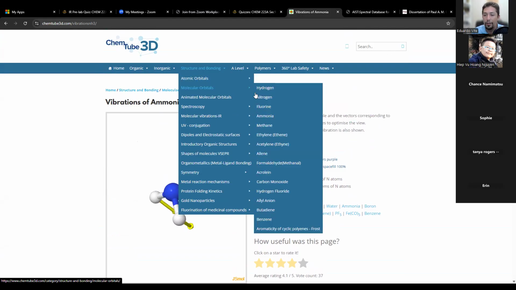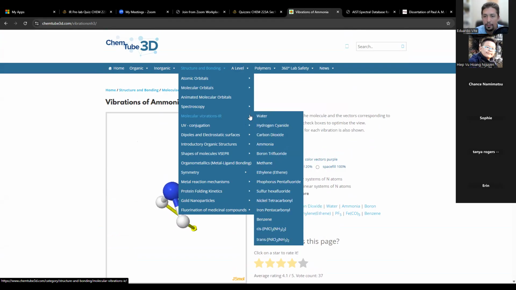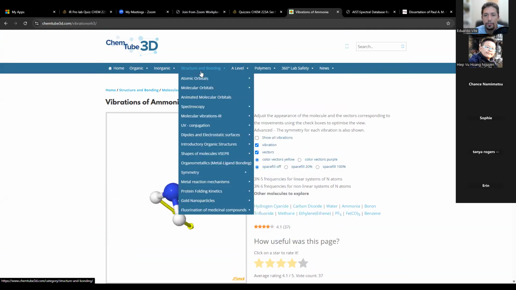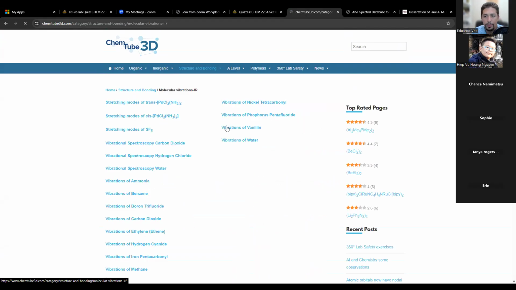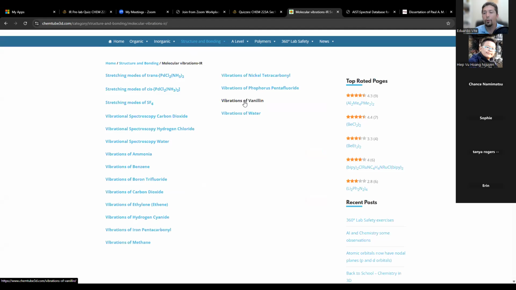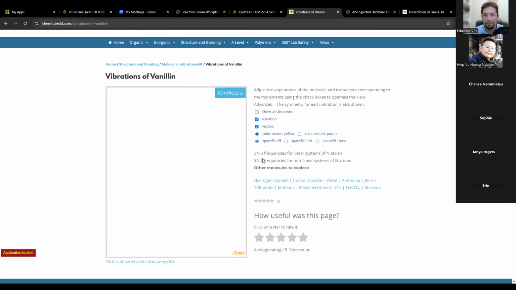Let's look at one more. I want to look at a complicated one. Let's see. I think I saw vanillin earlier. Let's see, structure and bonding, molecular vibrations. Vanillin, that's right. We'll be using vanillin pretty soon. I think it's lab 5 or lab 6. So let's take a look at this right now.